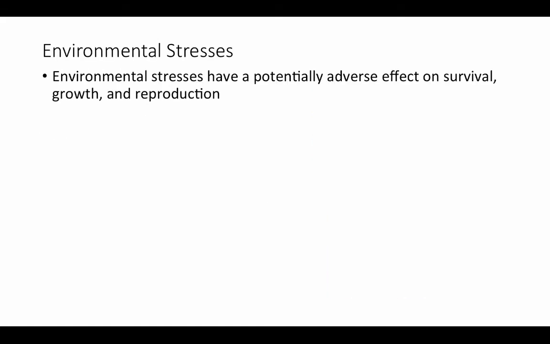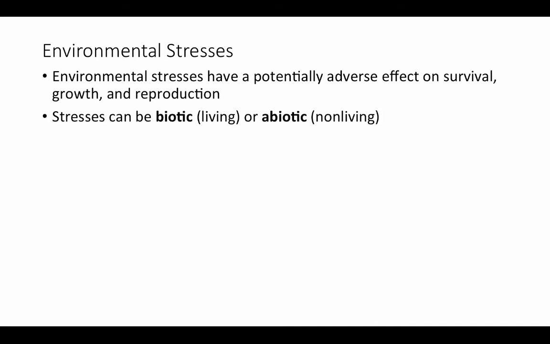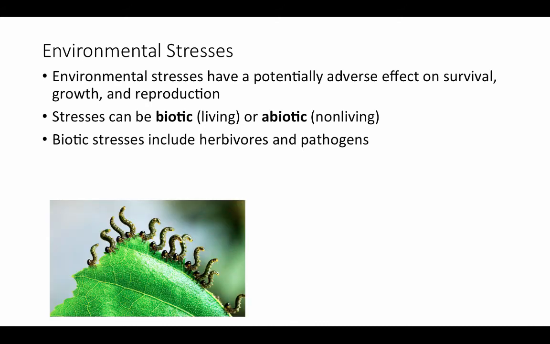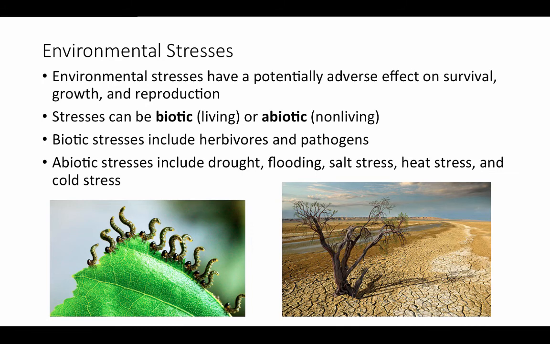So plants also need to respond to environmental stresses, so things that are going to be detrimental to their survival and growth in the environment. So environmental stresses have a potentially adverse effect on survival, growth, and reproduction. And these stresses can be biotic, as a result of other living organisms, or abiotic, part of their non-living environment. So biotic stresses can include herbivores and pathogens, and abiotic stresses include drought, flooding, salt stress, heat stress, and cold stress. So we're going to focus in this web lecture just on the abiotic stresses.